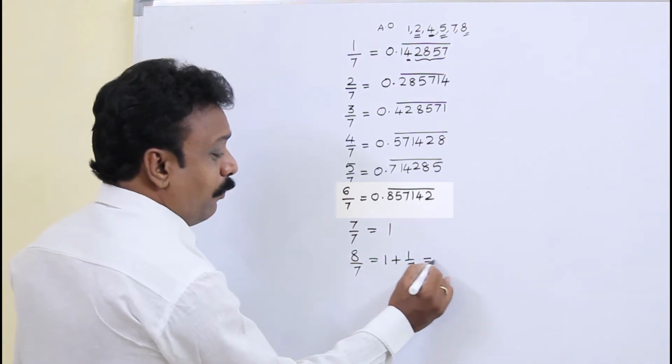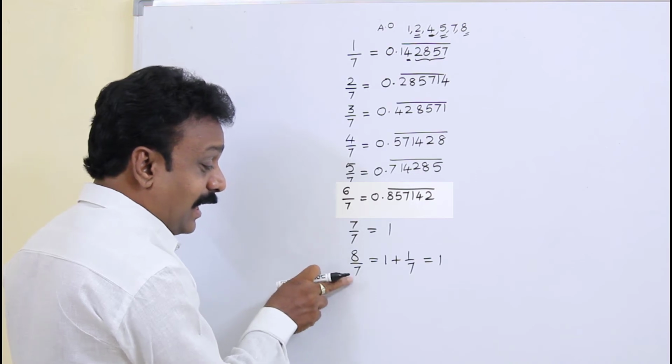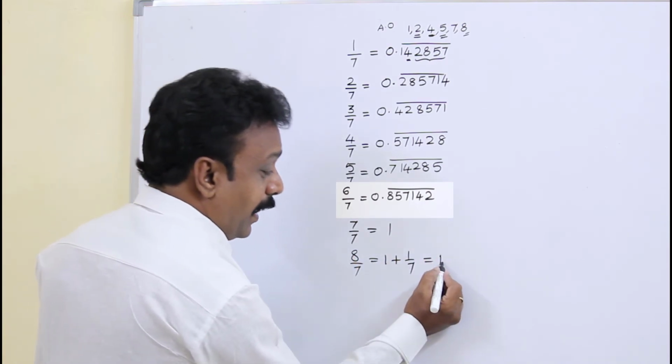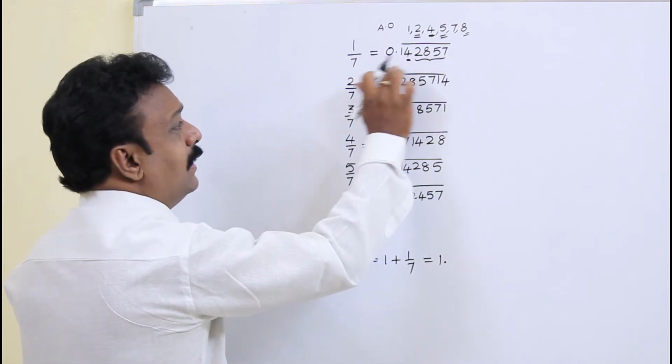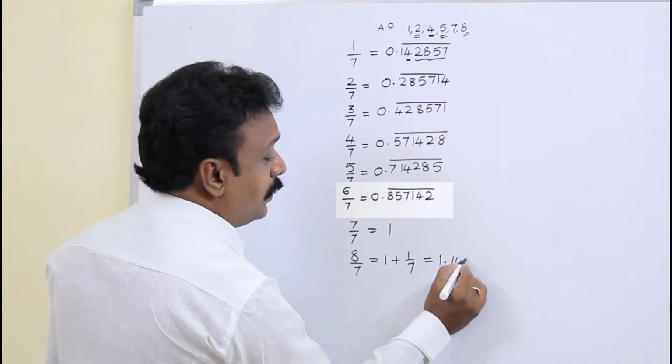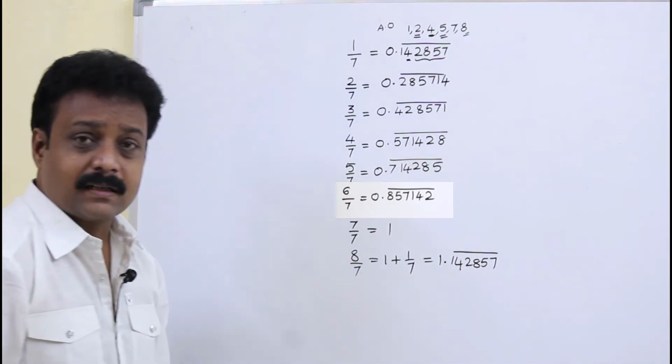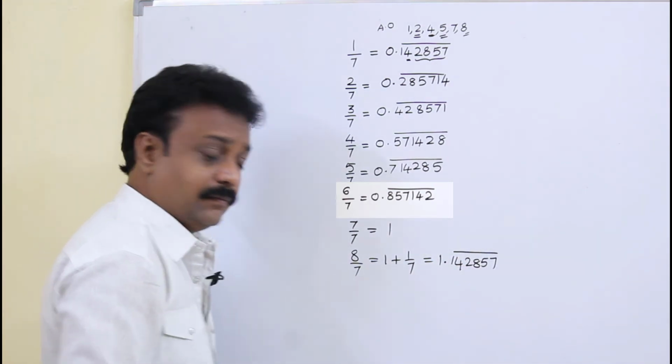Now we write 1 because 8 is greater than 7. So here 1 comes. So let us write 1 point. What is 1 by 7? 1, 4, 2, 8, 5, 7 bar. Understand? Let us see another.